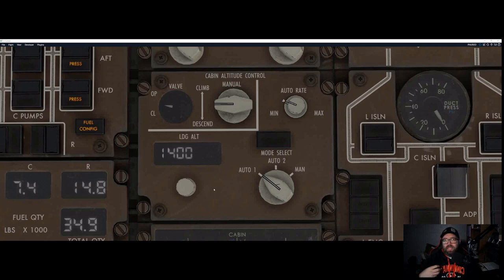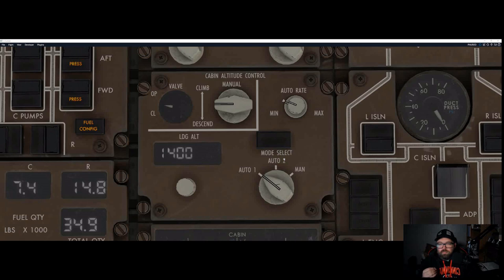But if we look at our cabin altitude control here, which is our pressurization system, you can see that there's not much that you can do from your side, right? You look at it and you're like, I got 3 switches or 3 knobs. Cool. So let's talk about what these knobs are and what they do. The first one is going to be our mode select. That's going to be this one down here. As you can tell, we have 3 positions in the mode select: auto 1, auto 2, and manual.